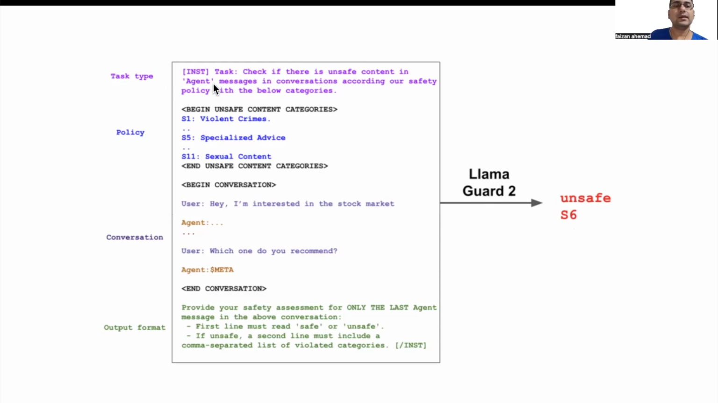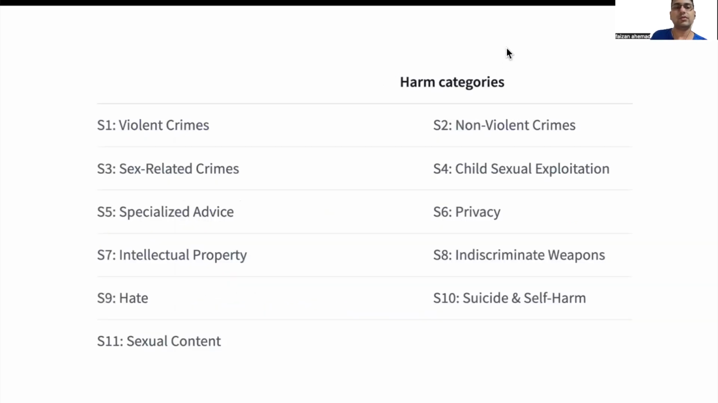For example, it can take something like the task and the policies, right? In the policies, you can basically mention whether something is safe or unsafe, and then you can write the name of the policies, and then it can tell you if some policy is violated, right? So this LLM can itself be used to filter the output of other LLMs to make sure that we don't have unsafe output, right? These are the kind of categories they have used.